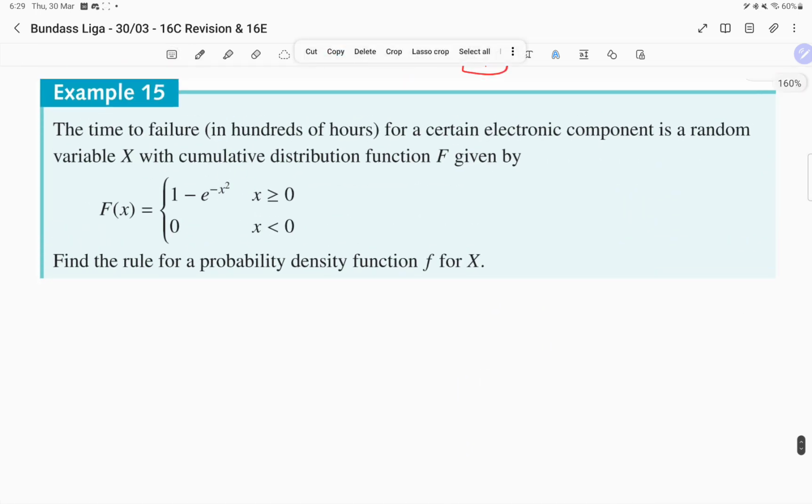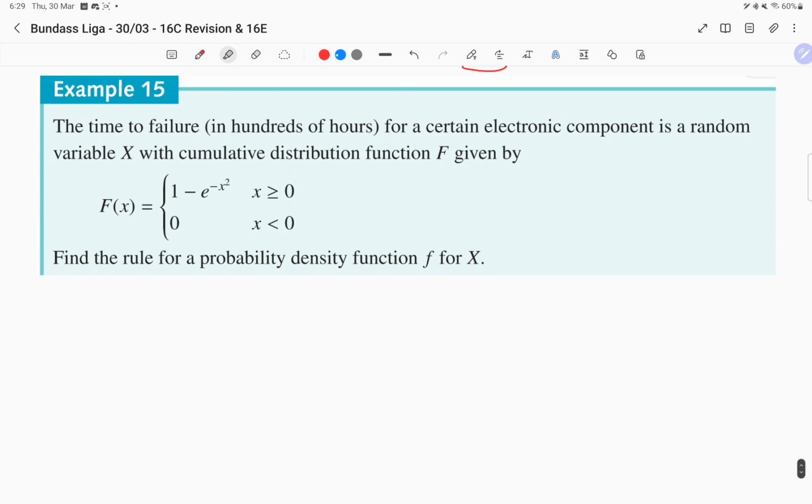Okay, example 15. Alright, have a look at this one. Okay, so this one is a little bit different. They are not asking us for probability. They are asking us for the PDF. So note that they give us the CDF and then they ask for the PDF.